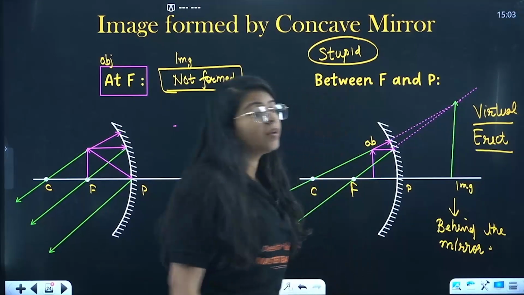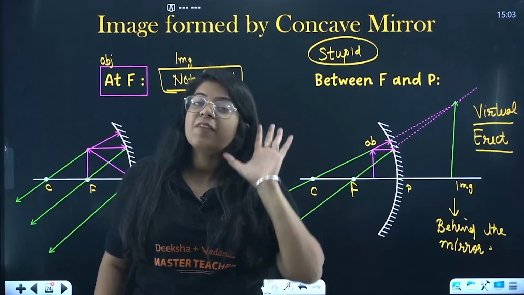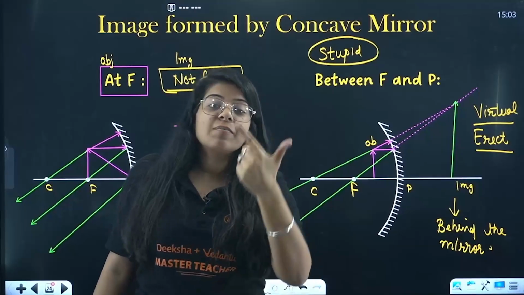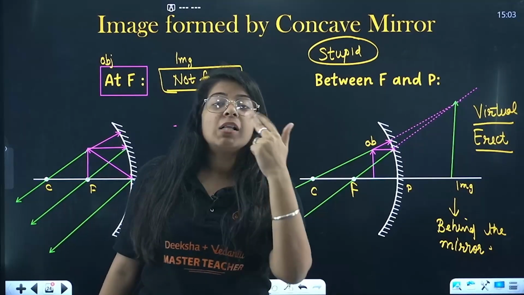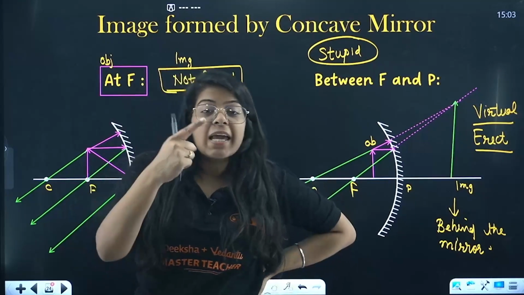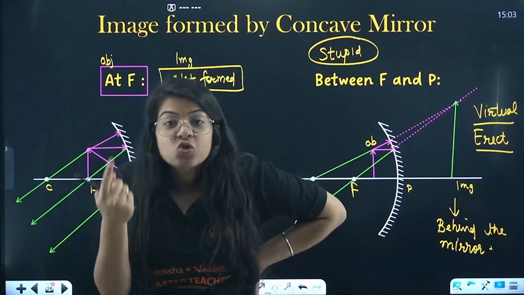So what did we learn? We have 6 cases of concave mirror, right? In the first 5 cases, all the images are inverted. All the images are real. There we have different sizes of image: small, same size, greater size, right? But in the 6th case, that is your stupid case, we don't have the real image. We have a virtual image.